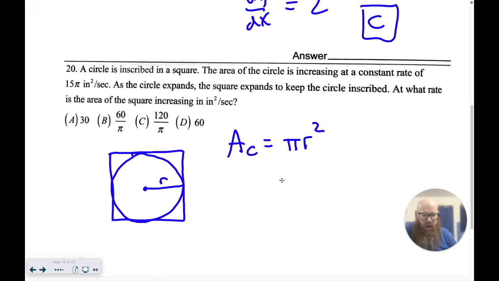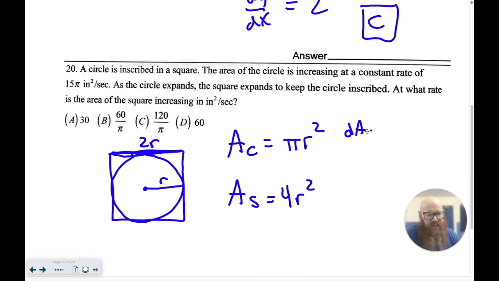And then if I want to find the area of the square, well, this is going to be 2r, and if I square that, I get 4r squared. So here I have my two formulas, all right? And what I want to do is, the only information I'm given is the rate at which the area is changing. So I have dAc/dt is 2 pi r dr/dt, all right?